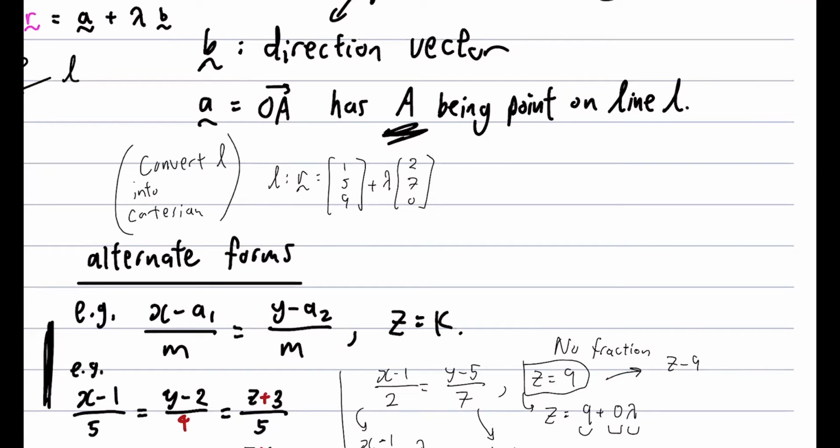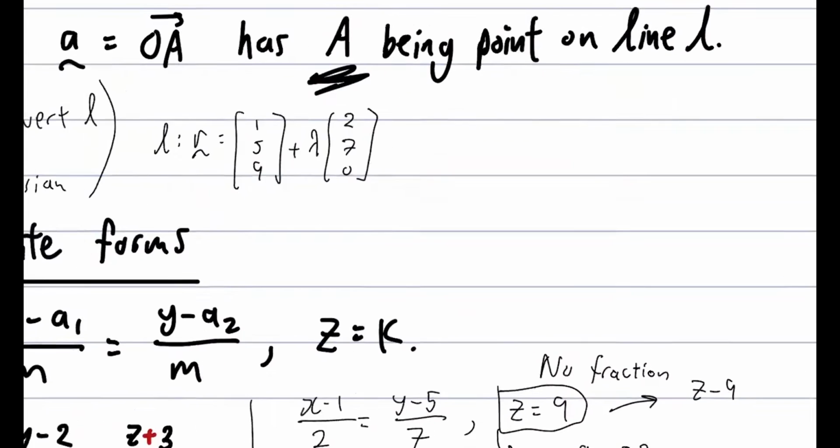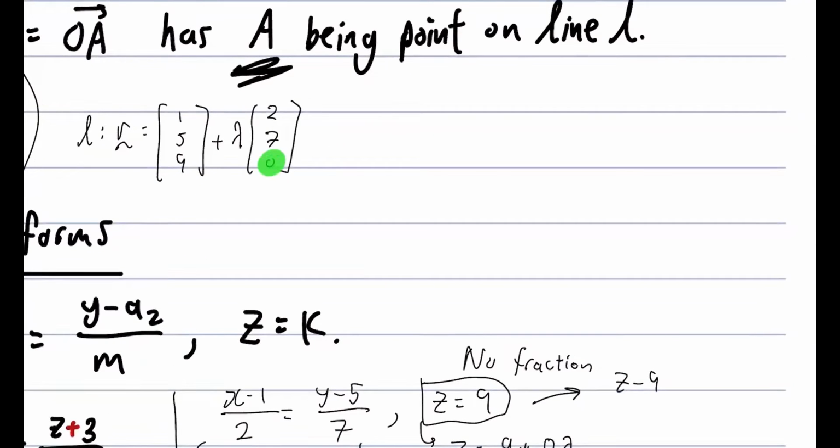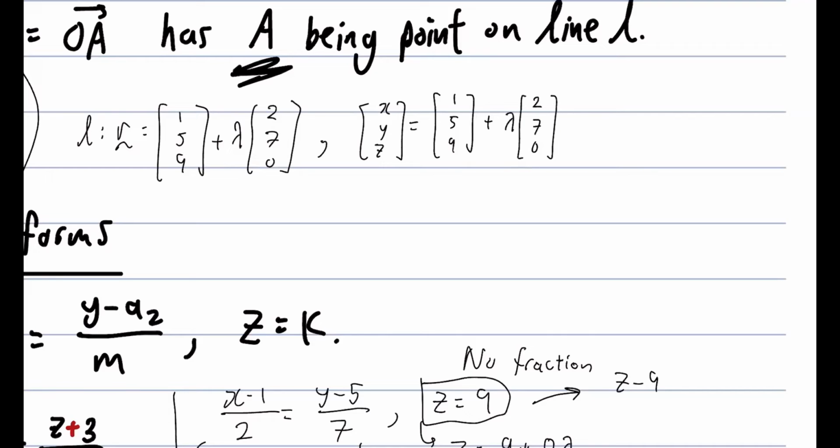Let us see. What you can do here is, you know that if there's a 0, you leave it alone. If it's non-zero, you substitute the r with xyz. This is the only time when I write down xyz. In all other cases, please only write down a vector r. And then you just add them together. You get 1 plus 2 lambda, 5 plus 7 lambda, 9 plus 0 lambda.